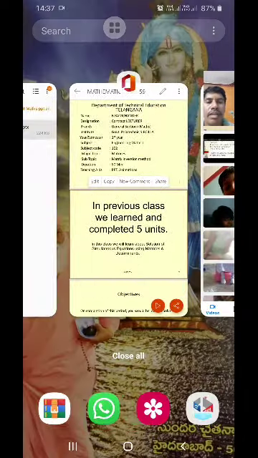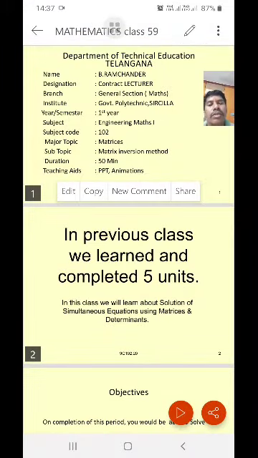In the previous class, we learned about the trigonometry chapters, and up to now we have completed 5 units. In this class, we will learn about the solution of simultaneous equations using matrices and determinants. This is chapter number 12, and it is the last unit, the 6th unit, of the first semester in the first year.